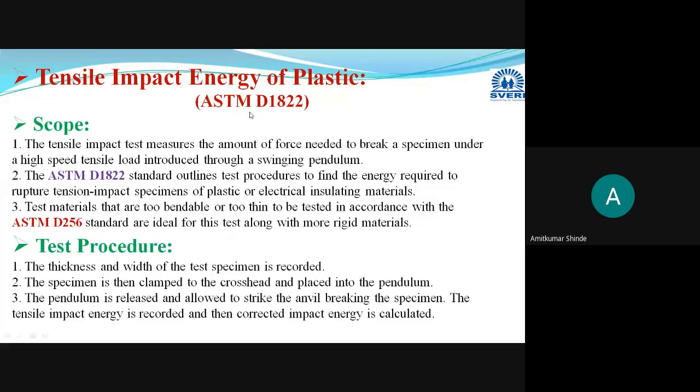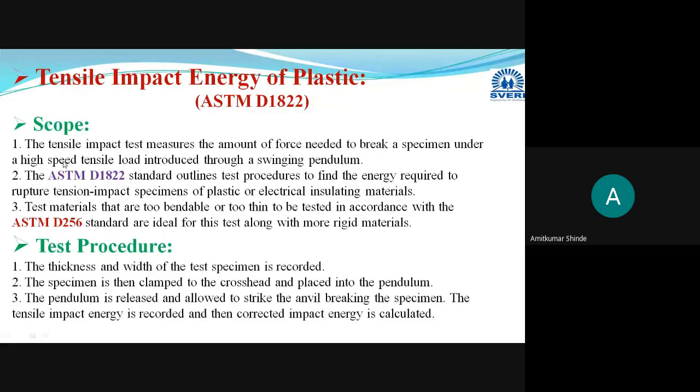Now here, we are also following the ASTM D256 standard. Okay, in this tensile impact energy testing, whenever we have a very thin component, at that time only we change the standard and use ASTM D256. Otherwise, we are using ASTM D1822 only.